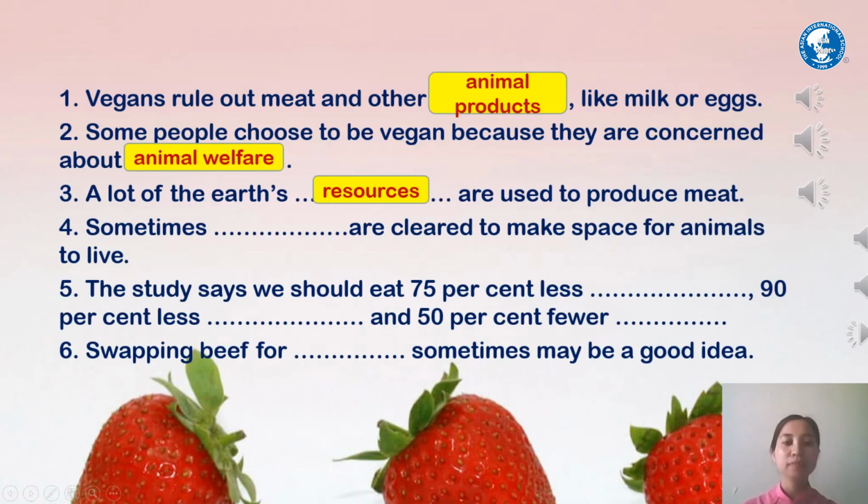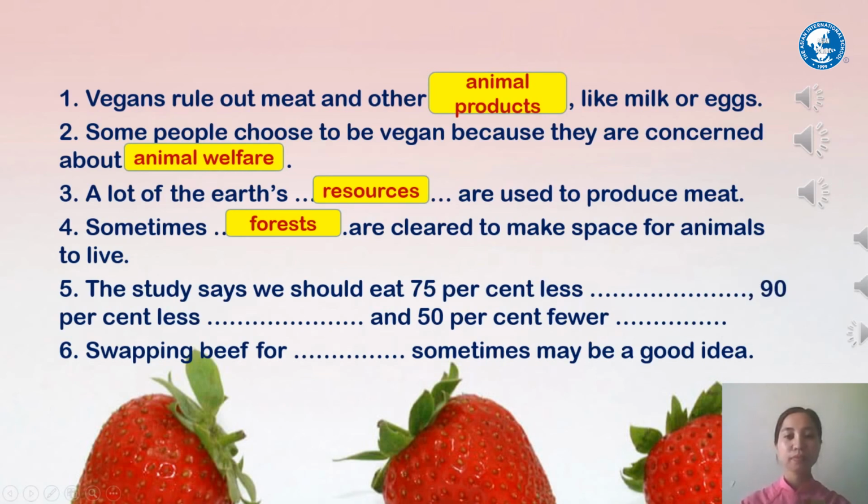Are you done? So, what are cleared to make space for animals? That is, forests. Number 5. The study says we should eat 75% less, 90% less, and 50% fewer. In the first 2 places, an uncountable noun is grammatically needed, but the third one must be a countable noun because the quantity word fewer is followed. Listen.